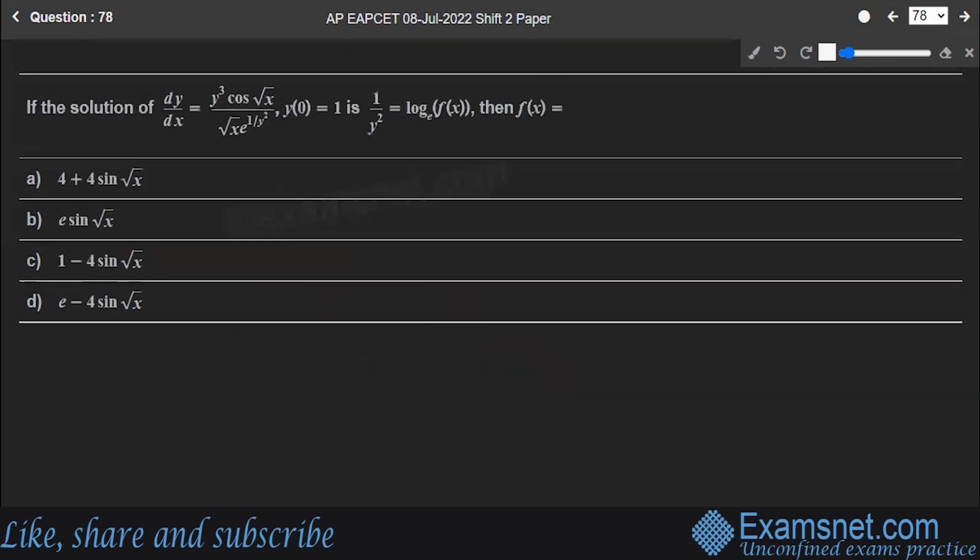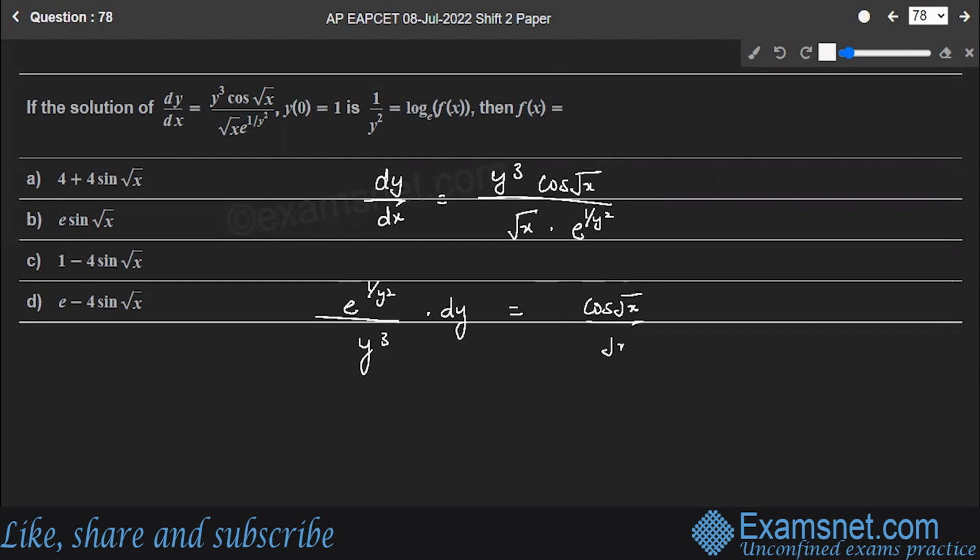Next is question number 78. If the solution of dy by dx is equal to this much, and y(0) is 1, and 1 by y² is this, then you have to find out f(x). You are given dy/dx is equal to y³ cos(√x) divided by √x into e raised to power 1/y². I'll take e raised to power 1/y² upon y³ this side into dy, and cos √x upon √x into dx on another side. Let's take the integral on both sides.